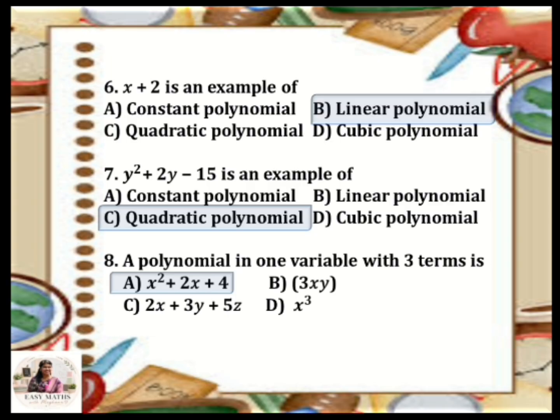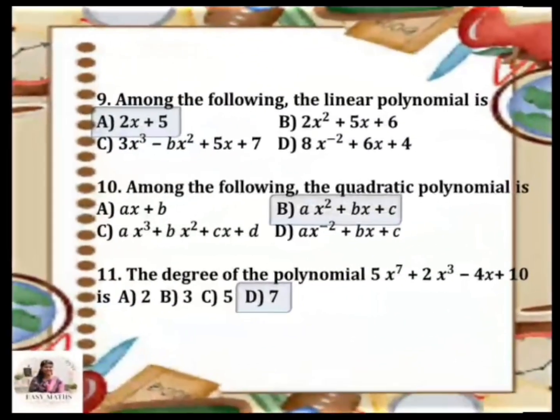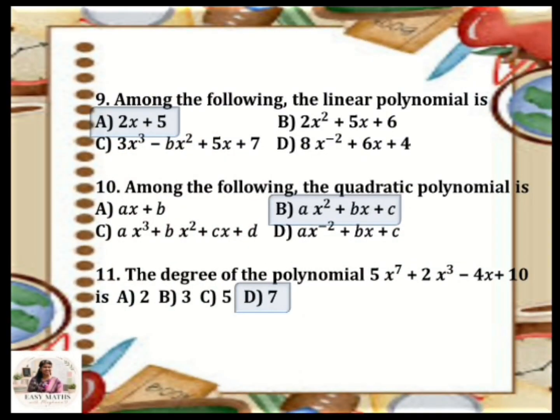So here I explained about the classification of the linear polynomial, quadratic polynomial, and how to identify the terms of the polynomial in one variable. So this is regarding question number 6, 7 and 8. So till here we discussed about the classification and examples of the polynomial. Based on the terms, we have 3 types, that is monomial, binomial, trinomial and also polynomial. Based on the degree, we have 3 types, that is a linear polynomial, quadratic polynomial and cubic polynomial.